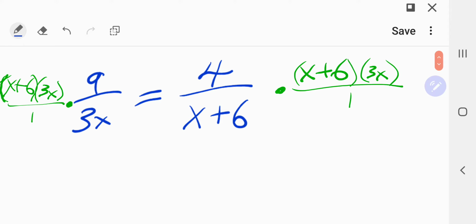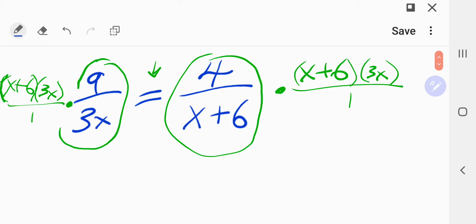Okay, sorry about that. Are we allowed to multiply by x plus 6 times 3x? Yes, as long as we do it on both sides of the equation. This is an equation now, so we get to use all the power of equations, including if both quantities are equal, and they are because of the equal sign, so 9 over 3x and 4 over x plus 6, they're the same thing. They equal each other. And now we're just multiplying by the same thing, so they will still be equal.